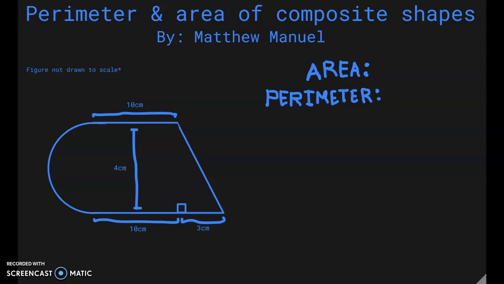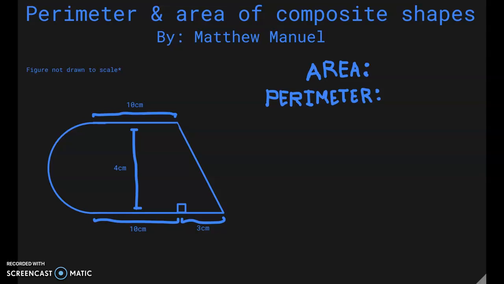Today, I will be showing you how to find the area and perimeter of composite shapes. We first have to understand what composite shapes are. Composite shapes are a combination of more basic polygons. We solve the figure by separating it into simpler pieces.